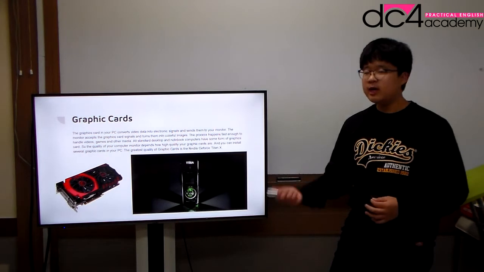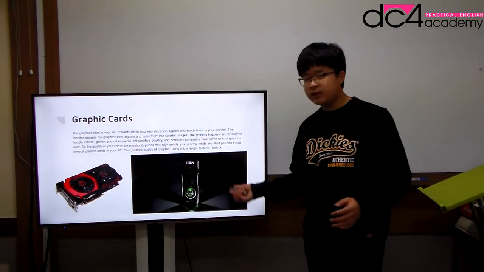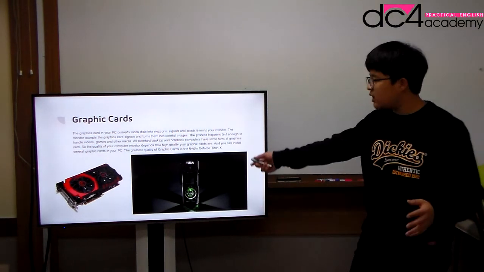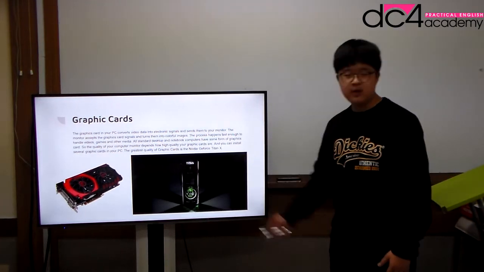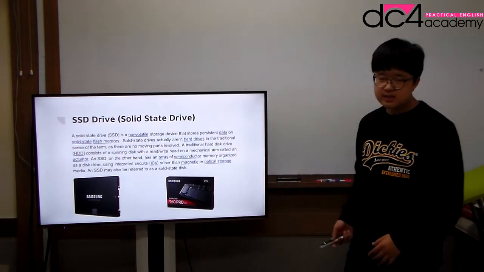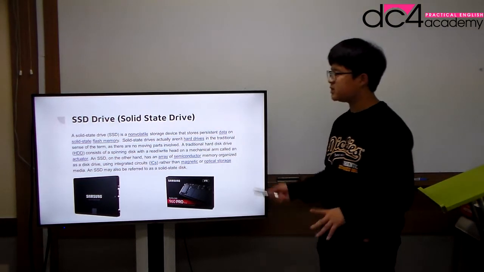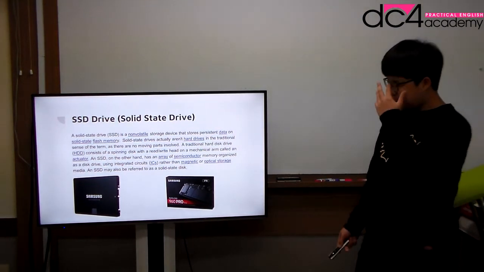And as far as I know, the greatest quality graphic card is the NVIDIA GTX Titan X. It's this baby. So next is the SSD drive, solid state drive as it is known.